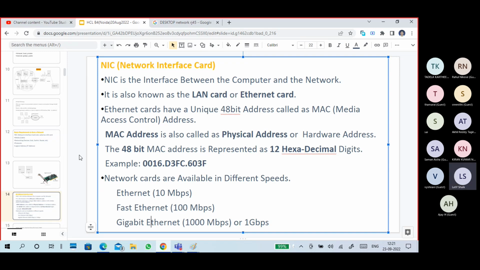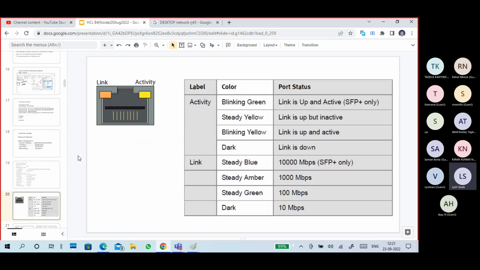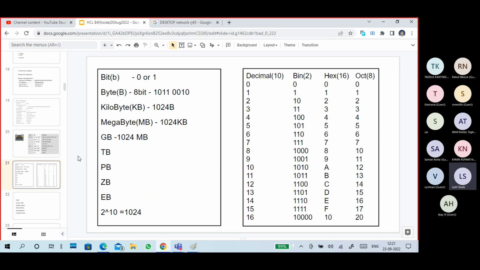Guys, here the small b we are using represents bit. A bit means either 0 or 1. Capital B represents byte. Bit means in binary 0 or 1. Byte, capital B, B-Y-T-E, means 8 bits.